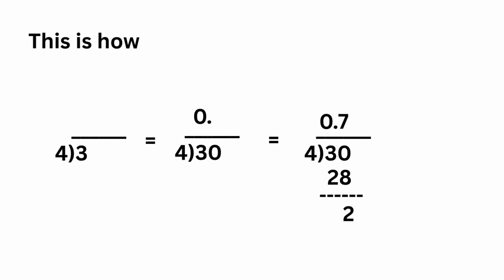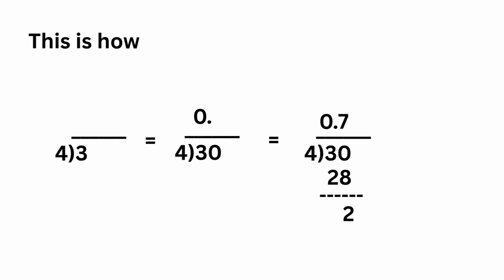So for this example, 3 divided by 4. You draw your long division line, and then you put 3 inside, 4 outside. So 4 into 3, it cannot, because 4 is greater than 3. So you put your 0 point at the top there. Since you added 0 at the top, you have to add 0 to 3 to make it 30. So 4 into 30, it can go 7 times.